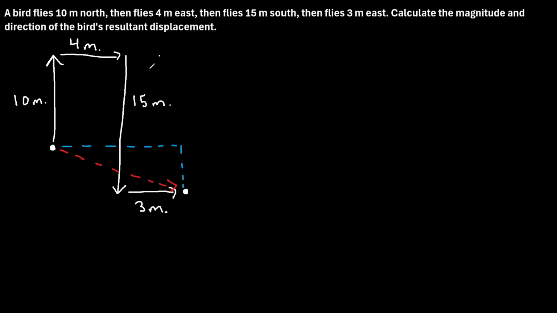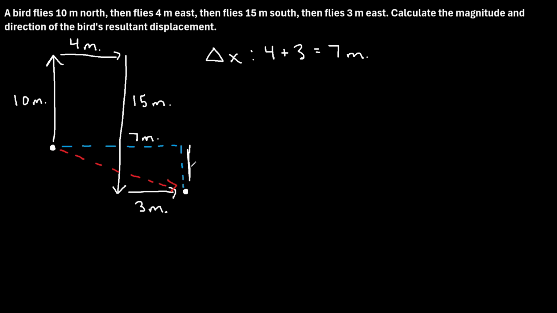So for the x direction, notice that the bird starts here. He moves 4 meters east and then another 3 meters east. So the total displacement in the x direction, let's write that right here. We'll say the delta in x, the change in the x, that's going to be 4 plus 3, which is 7 meters. So altogether, the bird moves 7 meters to the east. So this side of the triangle right here, this is 7 meters.